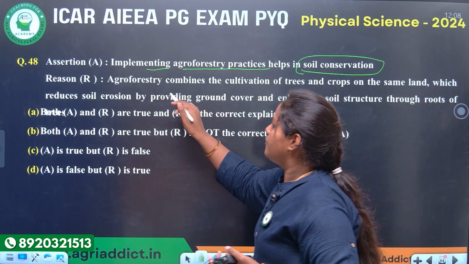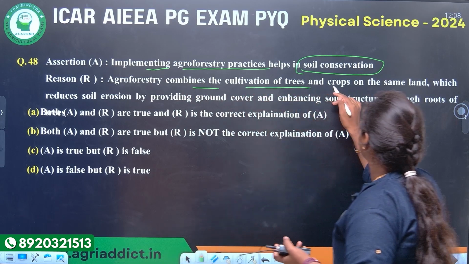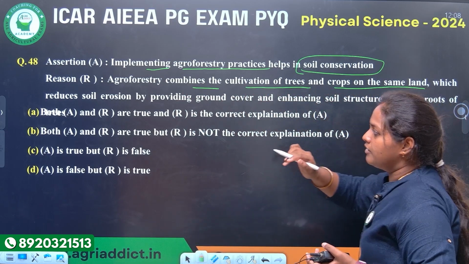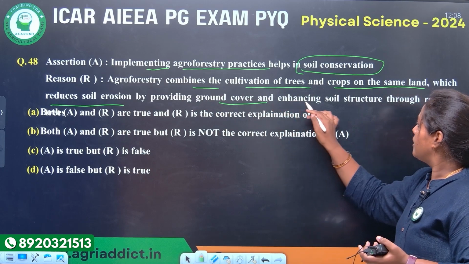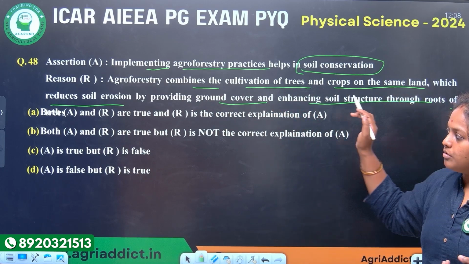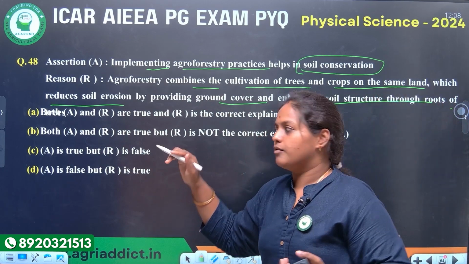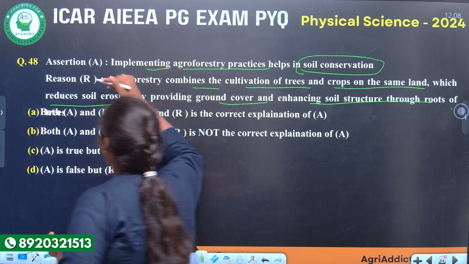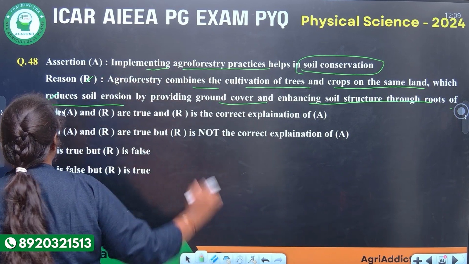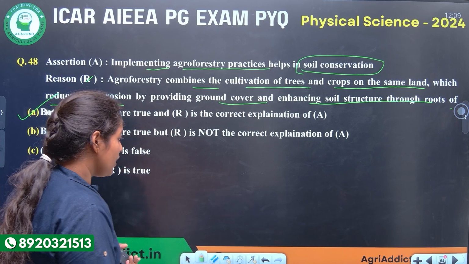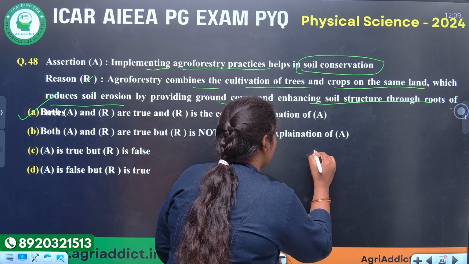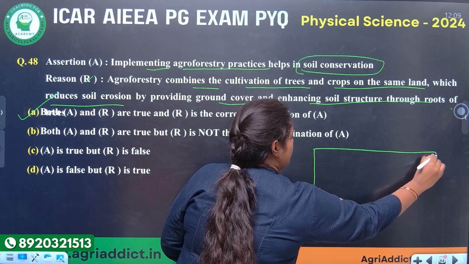Reason: agroforestry combines cultivation of trees and crops on the same land, which reduces soil erosion by providing ground cover and enhancing the soil structure through roots of trees. What happens in agroforestry? They are giving it as reason. So the correct explanation is there. Answer is A. Here we will see an interesting concept where there is a farm.